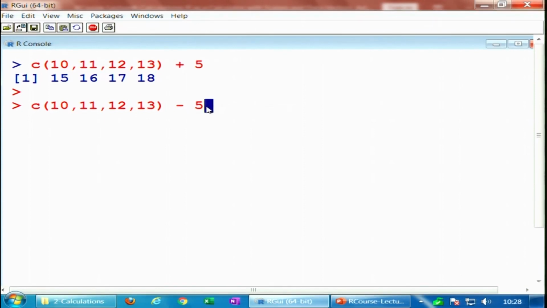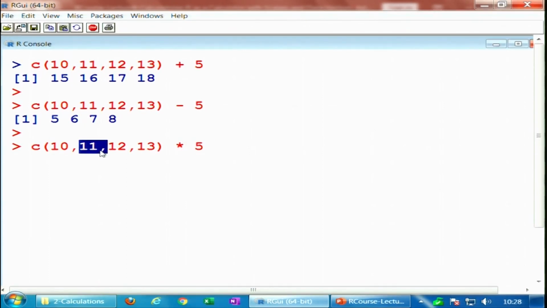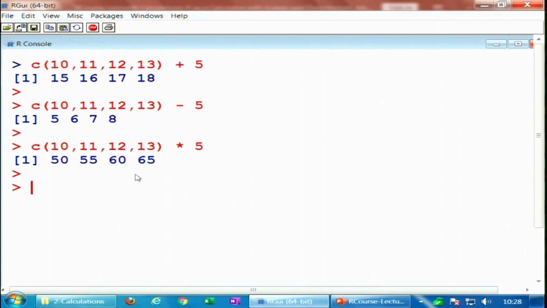So, what do you expect? That every element will be subtracted by 5 and your answer will be 5, 6, 7, 8. And similarly, if you try to do the multiplication, what will happen? This multiplication will happen on each of these elements 10, 11, 12, 13, and if you enter it, you get the answer 50, 55, 60, 65.